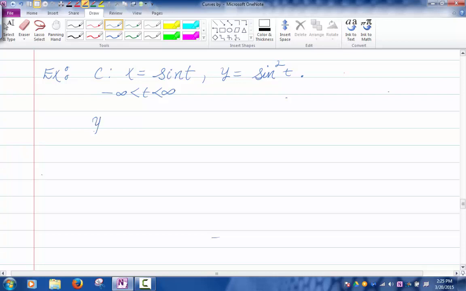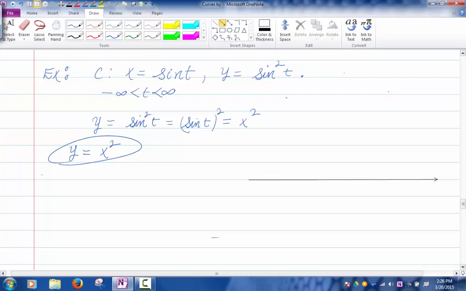Very good. So you started with y, and y is sine squared of t. We know that this is sine t squared, which means that it is x squared, right? So what we know then is that we got y to be x squared, and that's the parabola. So let's draw the parabola, if I can draw it, I guess.